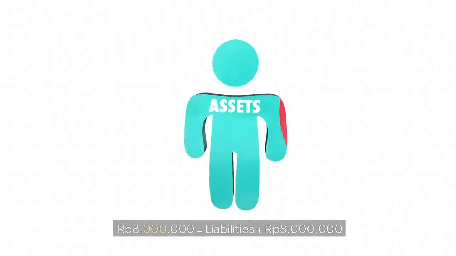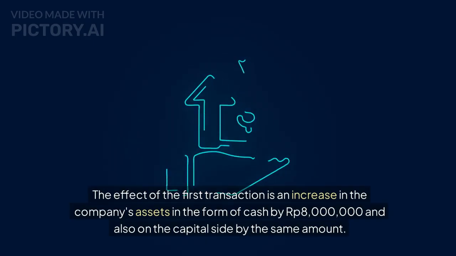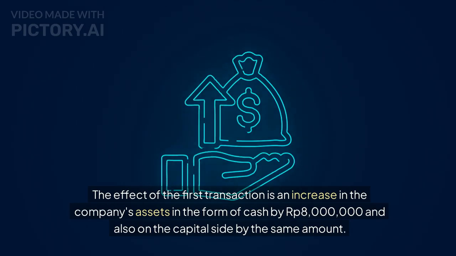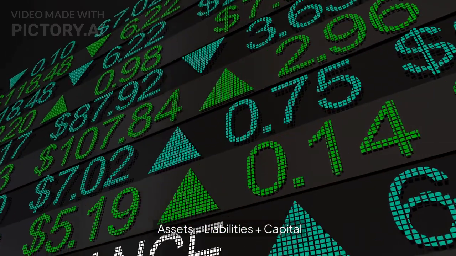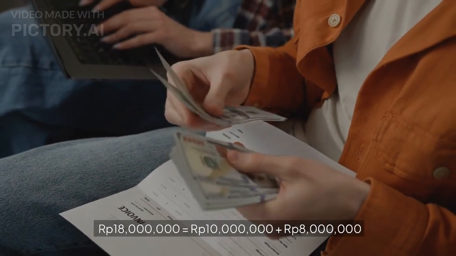So the basic accounting equation is as follows: assets equals liabilities plus capital. Rs. 8 million equals liabilities plus Rs. 8 million. The effect of the first transaction is an increase in the company's assets in the form of cash by Rs. 8 million and also on the capital side by the same amount. Assets equals liabilities plus capital. Rs. 18 million equals Rs. 10 million plus Rs. 8 million.